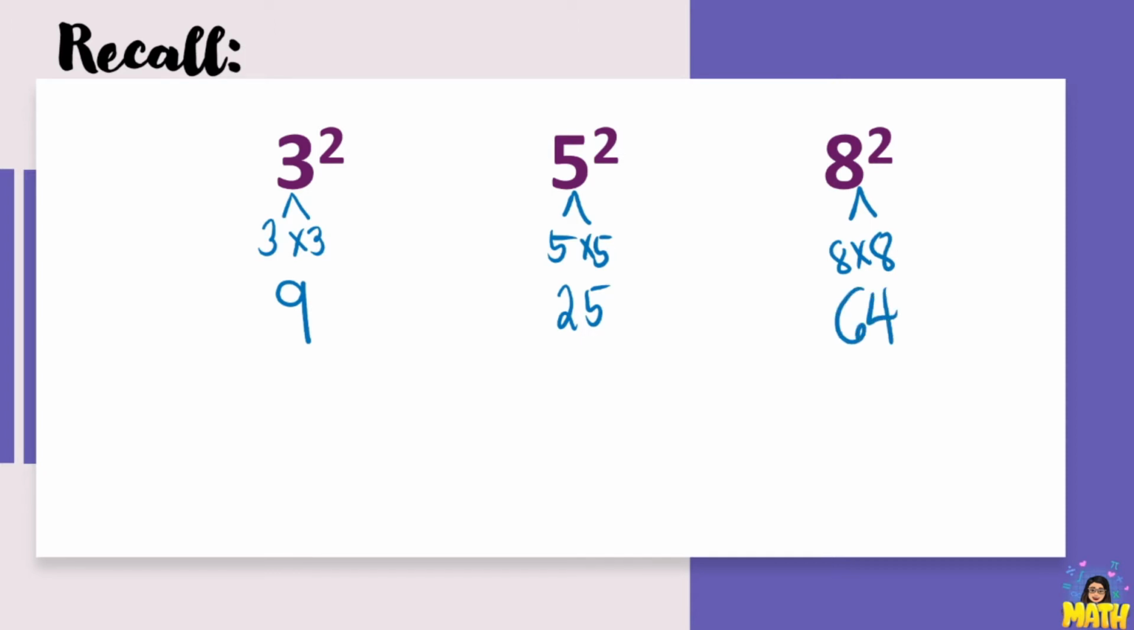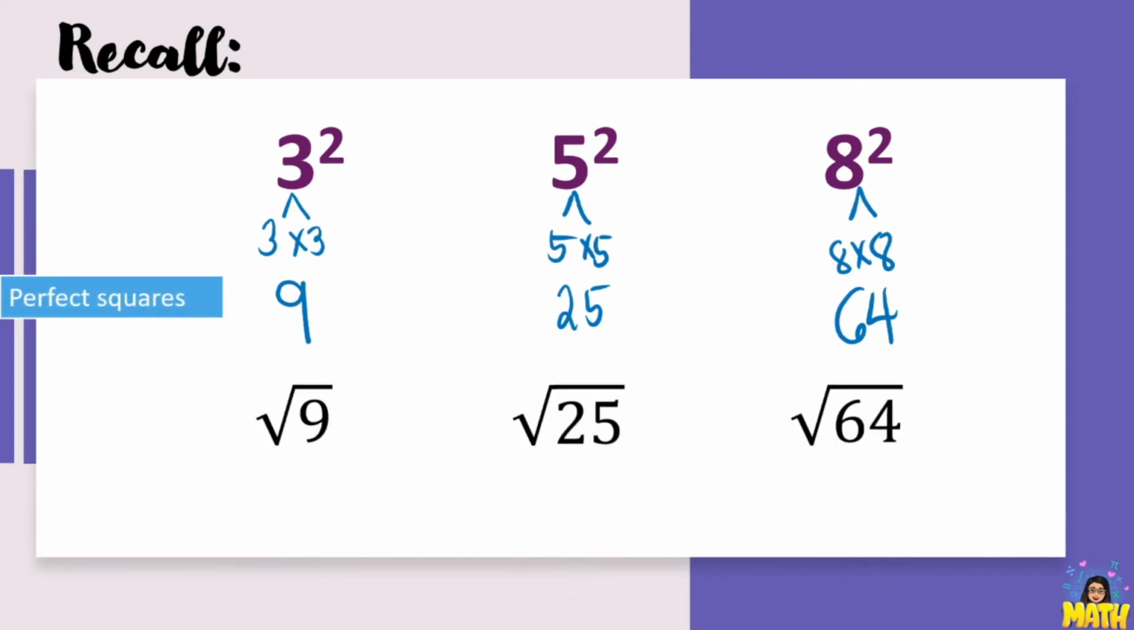The following numbers are also called perfect squares. And when you get the square root of perfect squared numbers, it will give you the following exact integers. Square root of 9 is 3, square root of 25 is 5, and square root of 64 is 8. It can be positive or negative, but usually we only look for its principal root, which is positive.